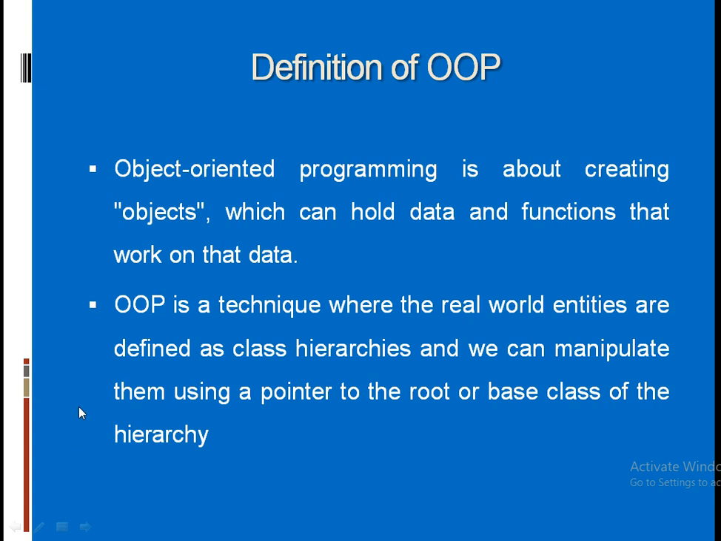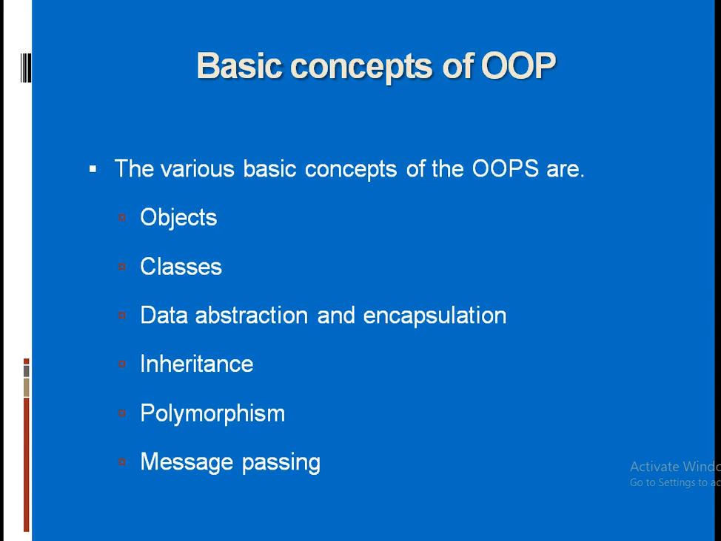Before that, the definition of object-oriented programming. Object-oriented programming is about creating objects which hold data as well as the functions that work on that data. The object is also called a real-world entity. The main basic concepts of object-oriented programming are objects, classes, data abstraction and encapsulation, inheritance, polymorphism, and message passing.